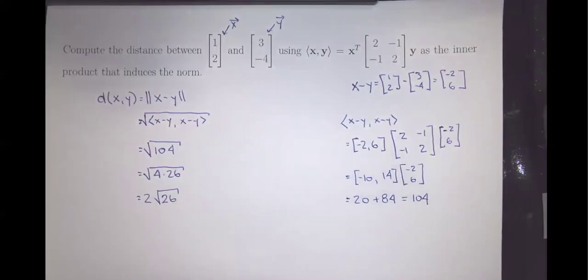And if you watched one of the previous examples, when we found the distance between these two same vectors using the dot product as the inner product that induces the norm, we found that was 2 root 10. So this is just an example that shows us that depending on how we calculate distance, the distance between two objects can be quite different.